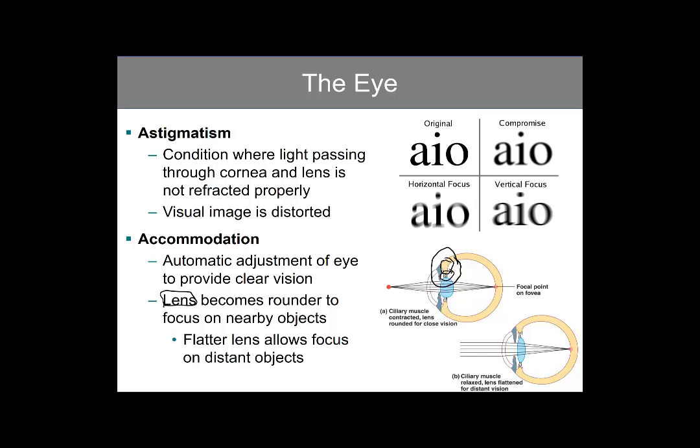As we age, the lens becomes less flexible, so it's less likely to be able to accommodate. And individuals who have to start utilizing bifocal lenses, for example, do so because of this problem.